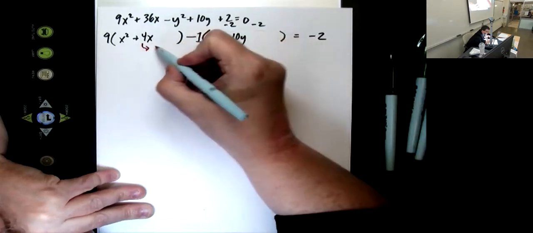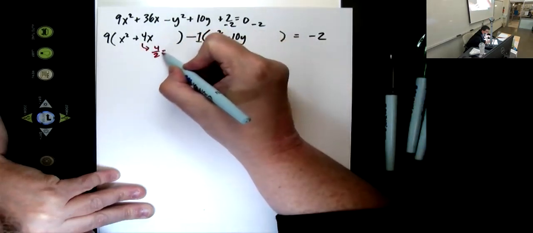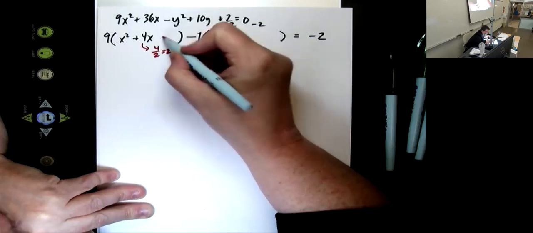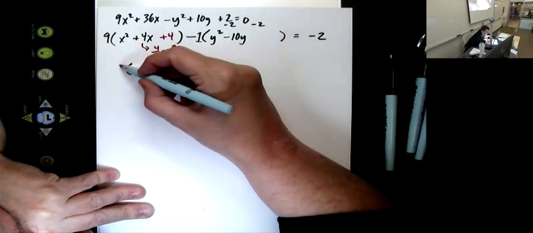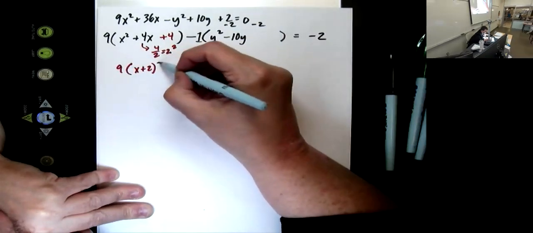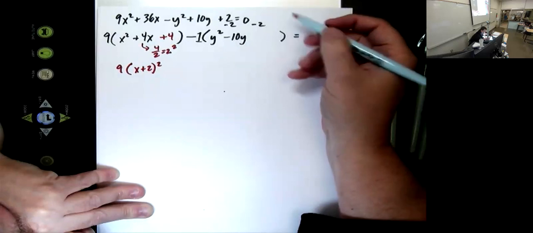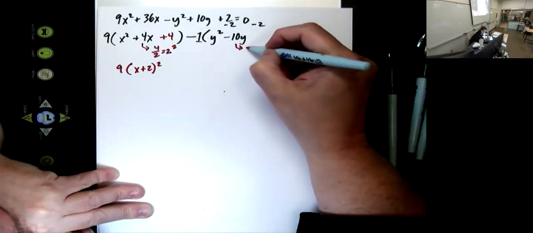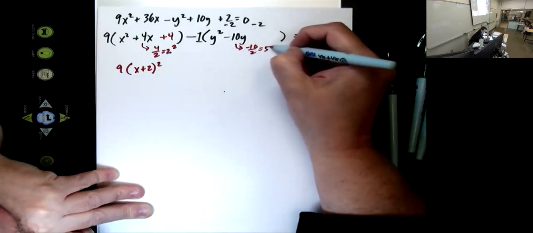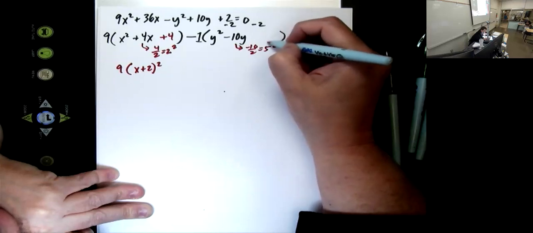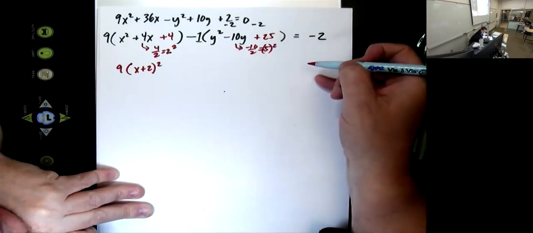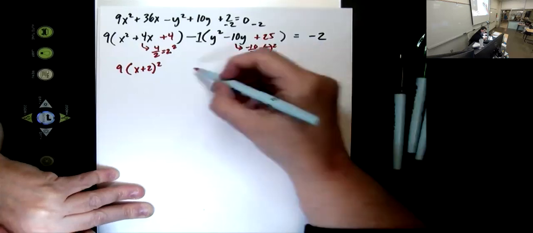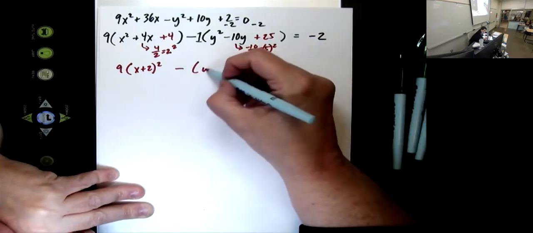We take this, we cut it in half, and square it. So this is gonna turn into 9 times x plus 2 squared. We take that, we cut it in half, and then we square it. -5 squared is 25. And this will be minus y minus 5 squared.